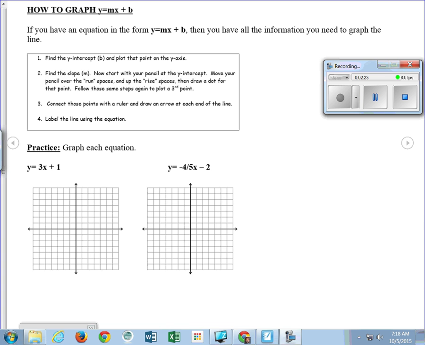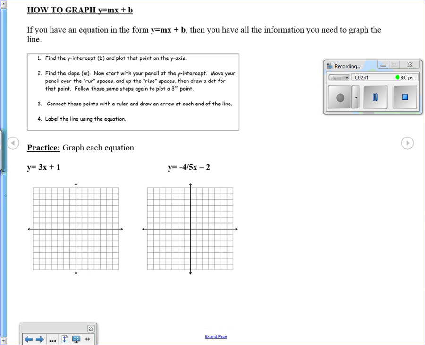Okay, you've got a few more examples at the bottom of your notes. You try to do those on your own, and we'll look at them in class. Let's go to the next page, how to graph y equals mx plus b. If you have an equation in the form y equals mx plus b, then you have all the information you need to graph the line. So, if you follow the instructions in the box, it's going to make it really easy. So let's follow the instructions on this first practice.